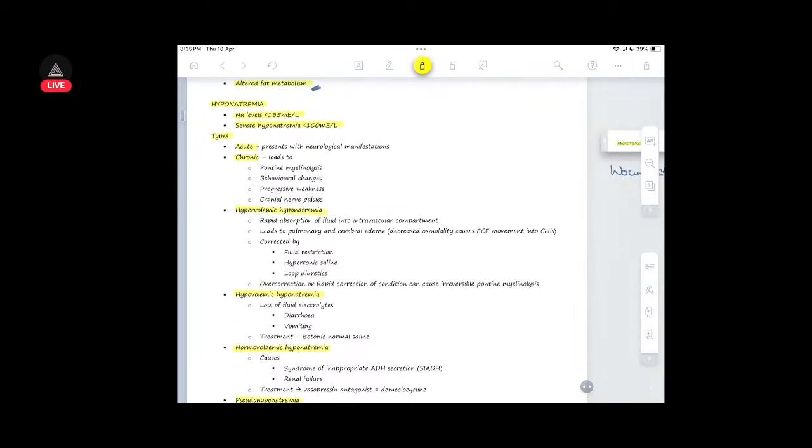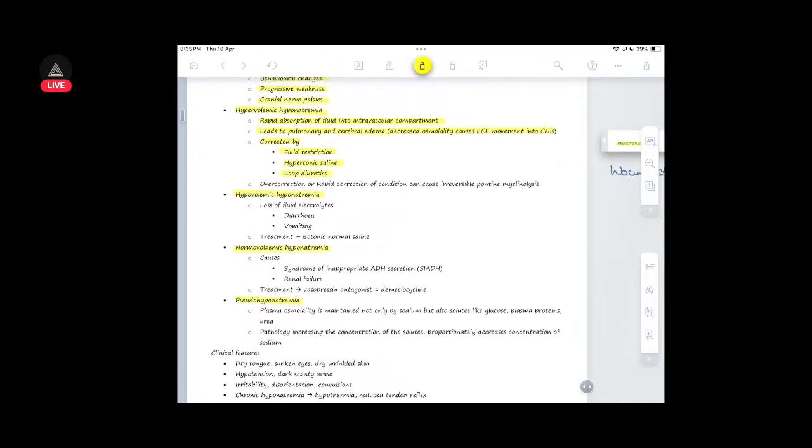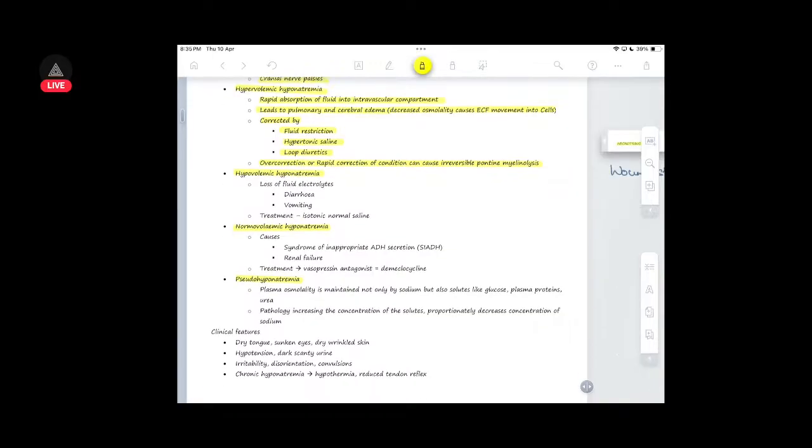Acute generally presents with neurological deficit. Chronic leads to pontine myelinolysis, behavior changes, progressive weakness, cranial nerve palsies. Hypervolemic hyponatremia is rapid absorption of fluid into the intravascular compartment, leading to pulmonary and cerebral edema. Decreased osmolarity causes extracellular fluid to move into the cell. It is corrected by fluid restriction, hypotonic saline, and loop diuretics. Overcorrection or rapid correction of the condition can cause irreversible pontine myelinolysis.